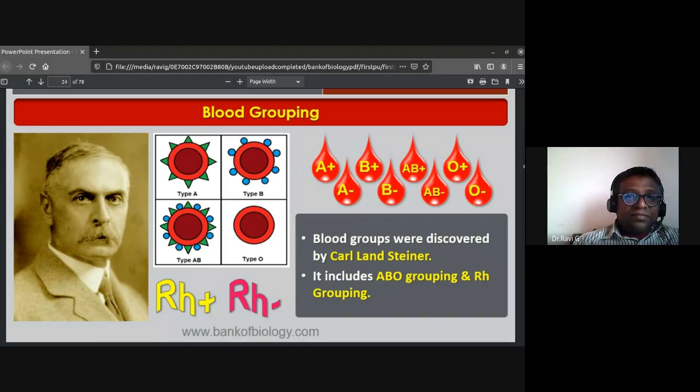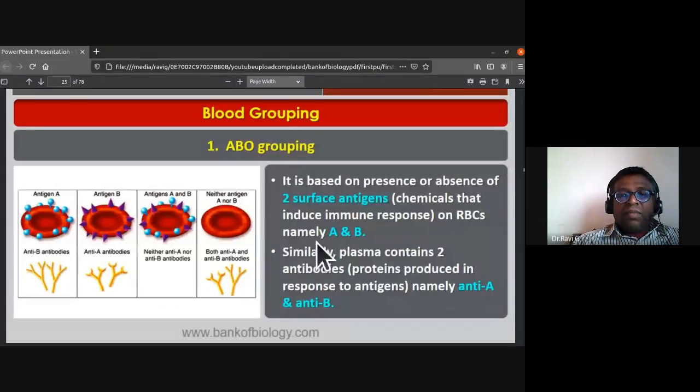Okay, so let us proceed with further discussion of the topic. ABO grouping is based on the presence or absence of two surface antigens. Antigens are chemicals that induce an immune response, and they are present on RBCs.